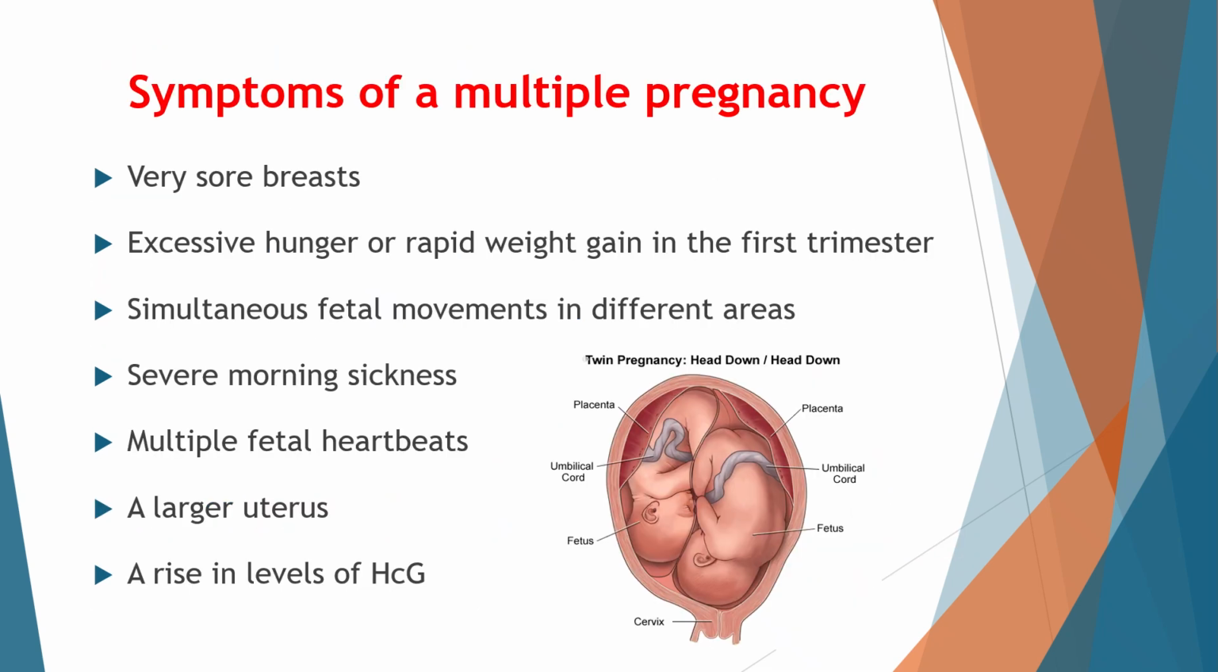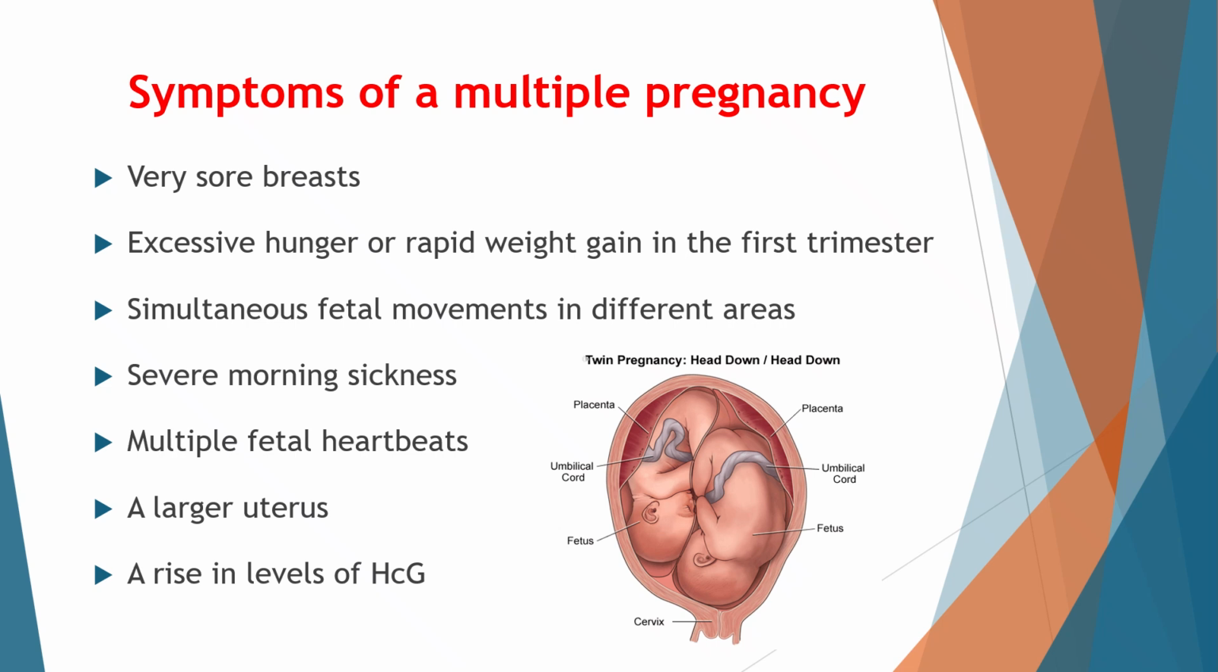Now let's discuss the symptoms of a multiple pregnancy. In women carrying more than one fetus, the pregnancy-related changes are often more pronounced than in a single pregnancy. They may experience very sore and tender breasts due to higher hormone levels. Excessive hunger or rapid weight gain can be seen early, especially in the first trimester.